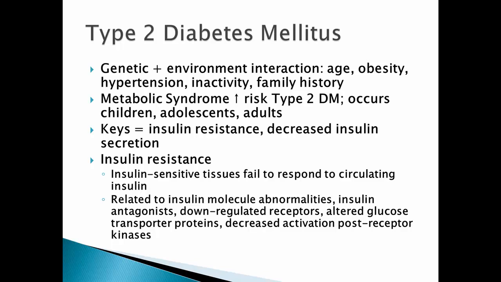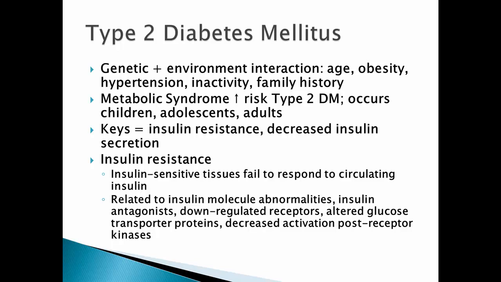So what are the keys of type 2 diabetes? When we think about type 2 diabetes, there are two significant keys, and these are important: insulin resistance and decreased insulin secretion by the beta cells. Insulin resistance is the most important thing that we want to remember. And then also identifying what's going on with insulin secretion by those beta cells. What happens in insulin resistance is insulin-sensitive tissues fail to respond to the circulating insulin. They are resistant to the insulin.